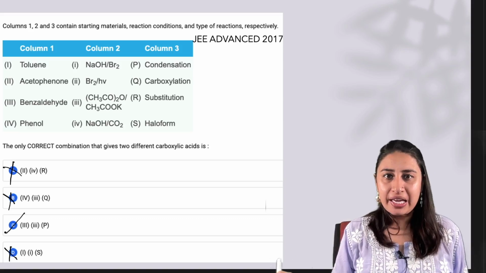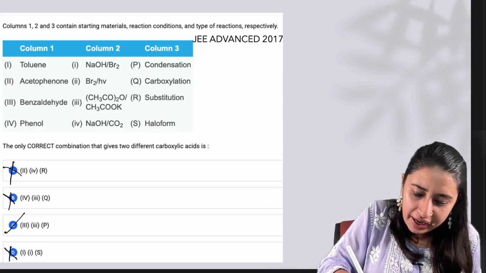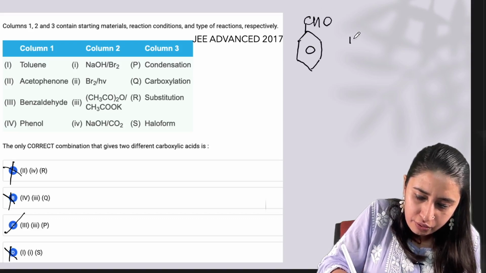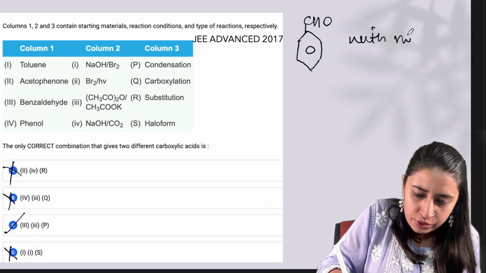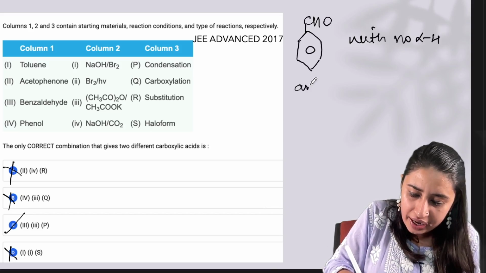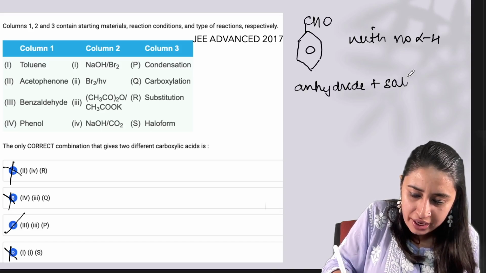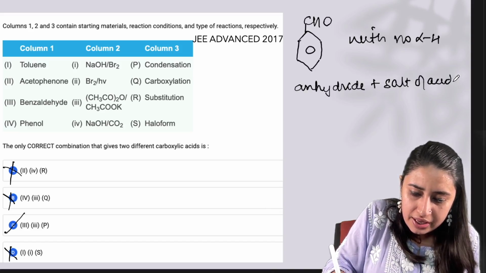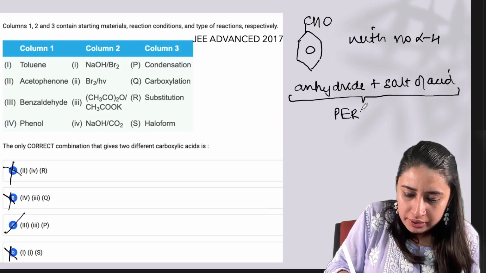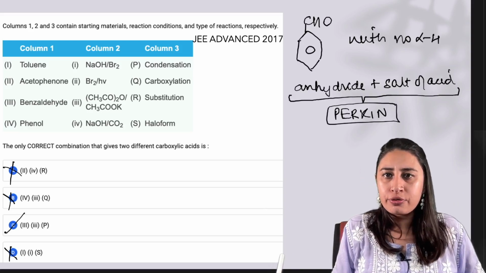We need to know the mechanism for this reaction. So you should know that benzaldehyde is an aldehyde with no alpha hydrogen, correct? When you're reacting it with the anhydride, the moment you see anhydride with the salt of the acid, something which is not in your JEE Mains but is a part of your JEE Advanced syllabus, the Perkin reaction should strike the doors of your mind.